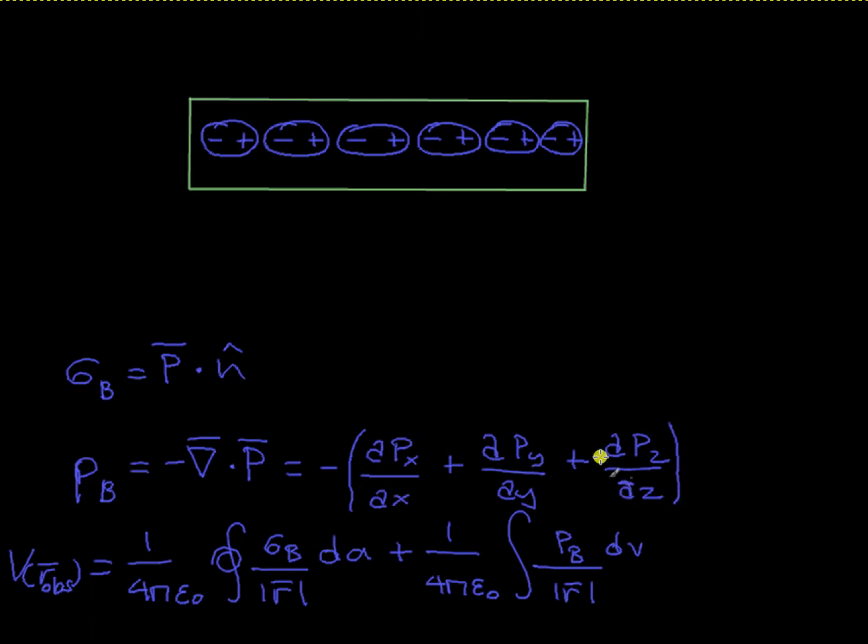Now, I want to think a little bit about what this quantity is showing me. The first term represents how much polarization changes with a small change in the x direction. The second term is showing me how much the y component of polarization changes with a small change in the y direction, and the same thing for the z. So overall, this is showing me how much polarization changes.